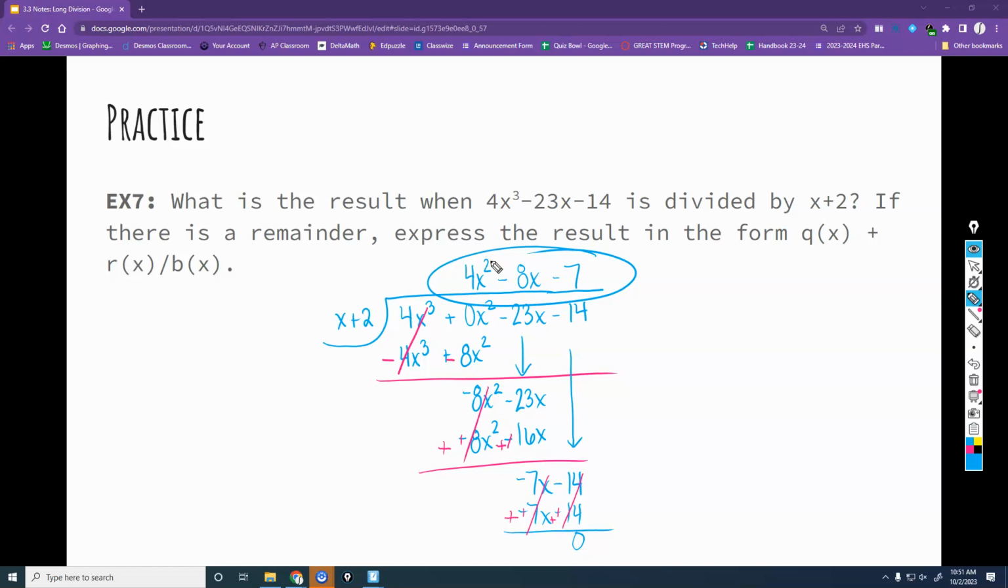So you do the first number first. You're looking at that first number to decide what to put up here. But then once you get it, you have to multiply by both of these, so you should get 2 terms. Right there. And then you'll subtract.